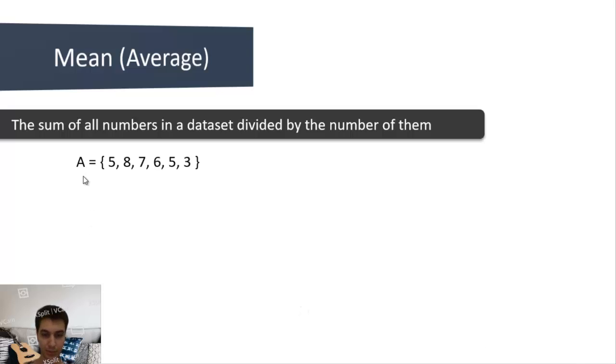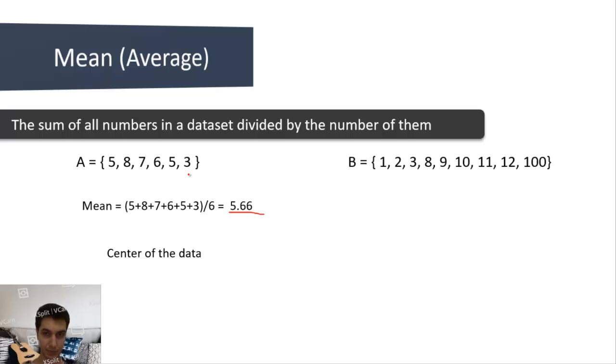In this example, we have 6 numbers. So, for calculating the mean, we should calculate first the sum of 5, 8, 7, 6, 5, and 3 and divide it by 6, which gives us 5.66. And this number is somehow the center of the data because all of the numbers are close to it and it's a good representative for the whole data set.